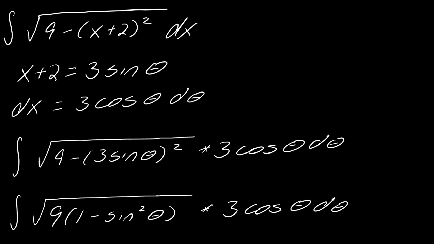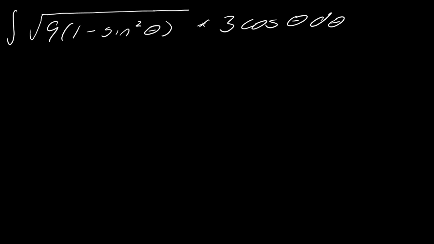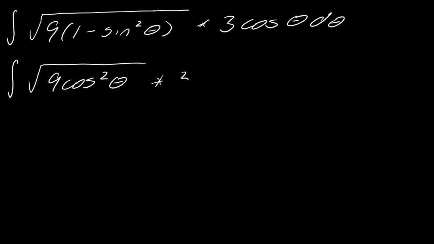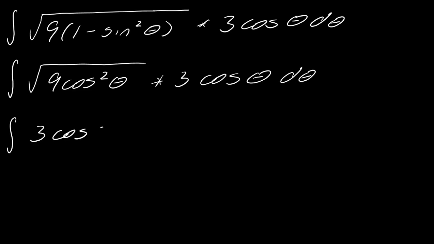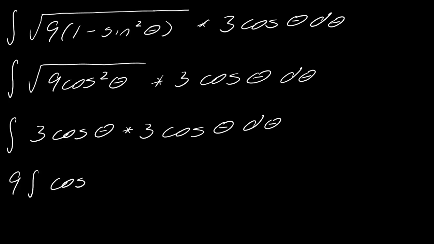Let's see, I'll make some space. So ultimately we get 9 cosine squared theta times 3 cosine theta d theta. So I'm going to have 3 cosine theta times 3 cosine theta d theta. So now I have this 9 times cosine squared theta d theta. So this is one of your classic basic integrals.